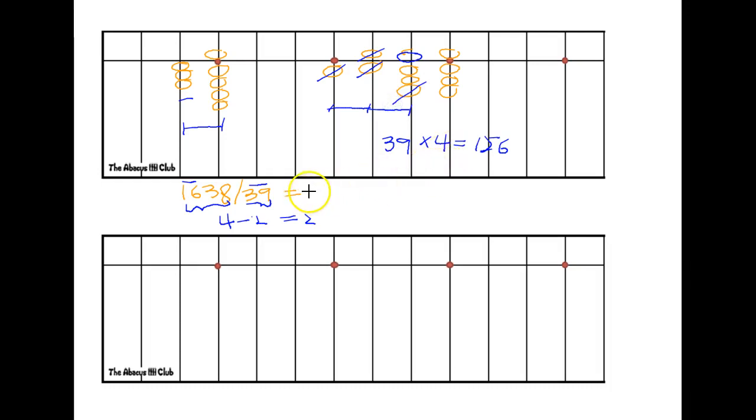Okay. So the first digit of the answer is 4 on the tens column. And then what remains is 78. So you say how many 39 goes into 78, and that will be 2. Put 2 here as well. And so take away 78, and that is your answer in this case, 42.